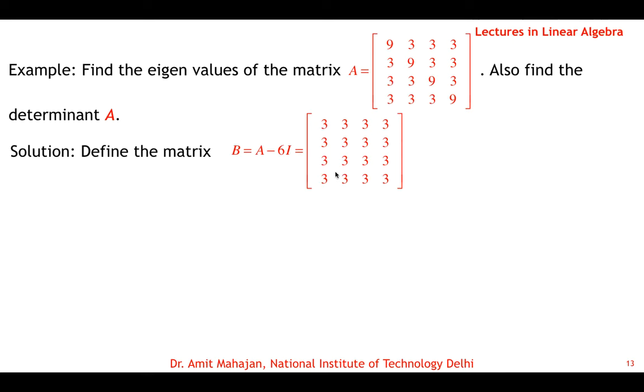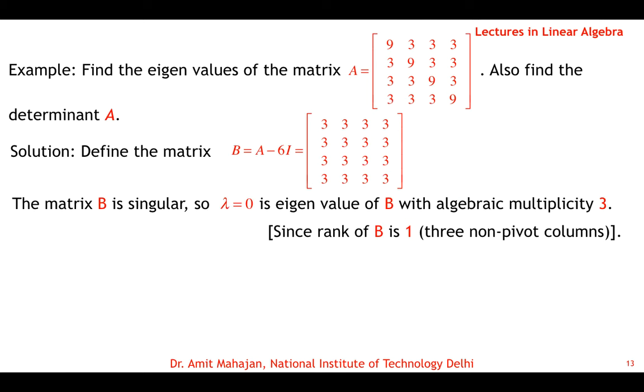Now clearly this B matrix is a singular matrix, two rows are same, so 0 is an eigenvalue of this. Because all elements are same, if you row reduce it, you will get one non-zero row and all other rows will become zero. So there is only one pivot position and you have three free variables. So the null space will give three eigenvectors. That means the dimension of the eigenspace for lambda equal to 0 for this matrix B is 3. So the matrix B is singular.